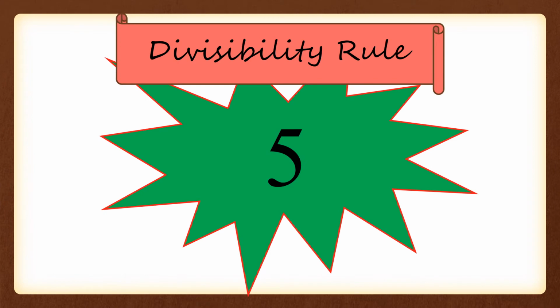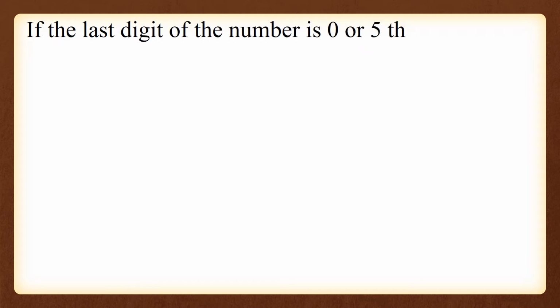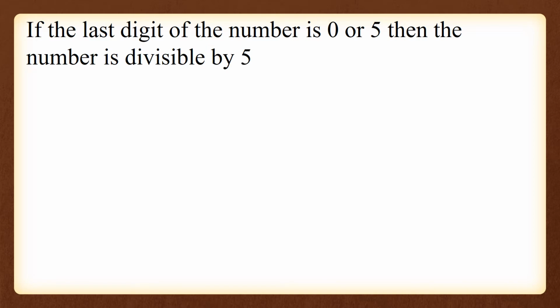Divisibility rule for the number 5. If the last digit of the number is 0 or 5, then the number is divisible by 5. If the last digit, that means ones place, is 0 or 5, then the number will be divisible by 5. So let's see some examples.